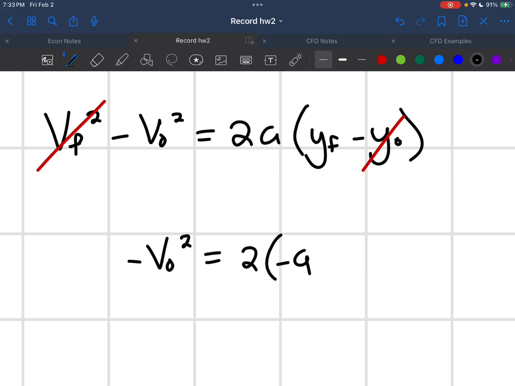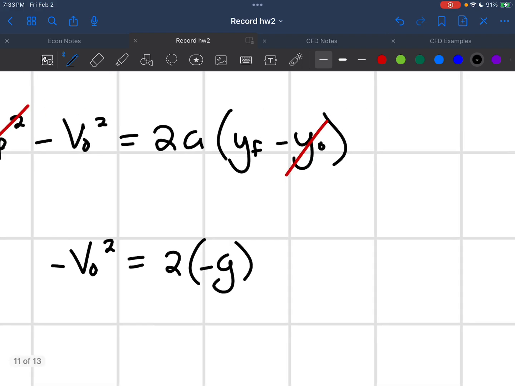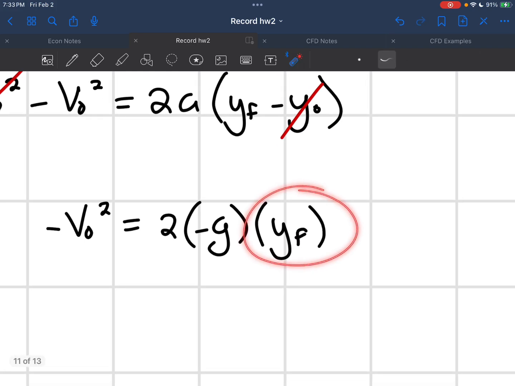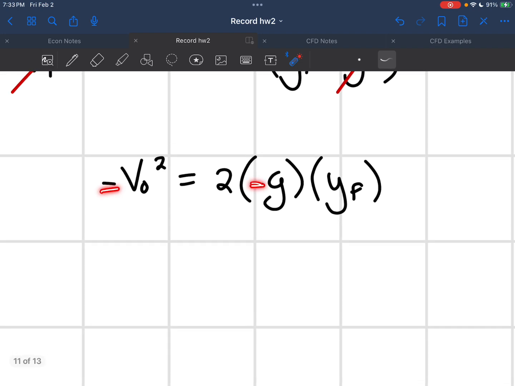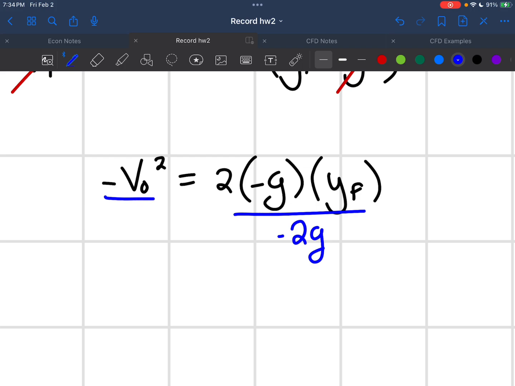2 times g, it's still going to be minus g because it's still down and I'm still saying that up is positive. And I'm solving for her y final, her final position. Now I want to know how high can she jump. So I have a negative on this side and a negative on that side that I can just get rid of. Now I'm solving for y final, so I'm going to divide both sides by negative 2g.